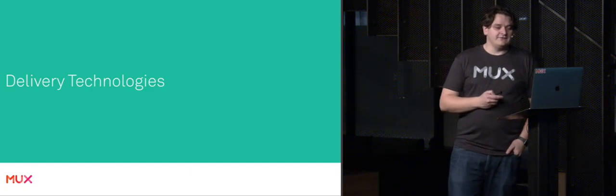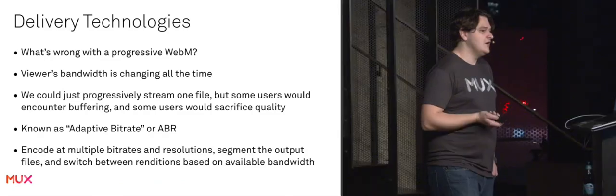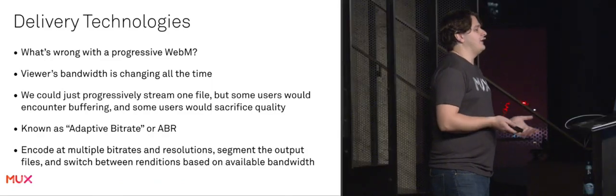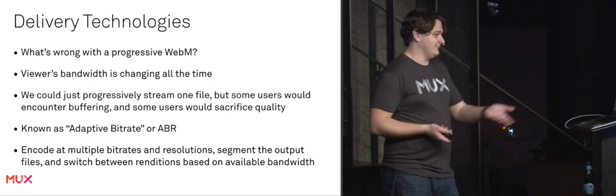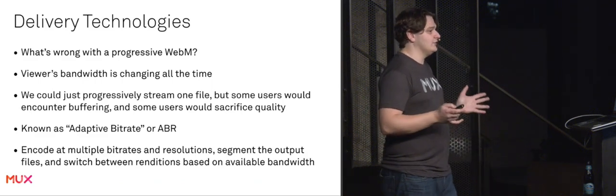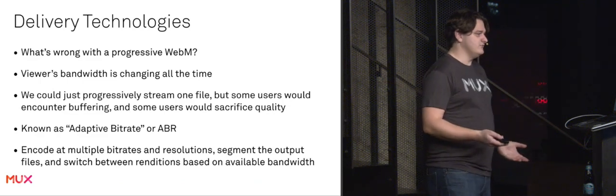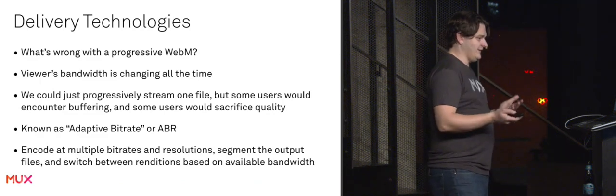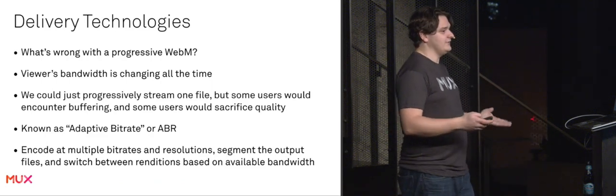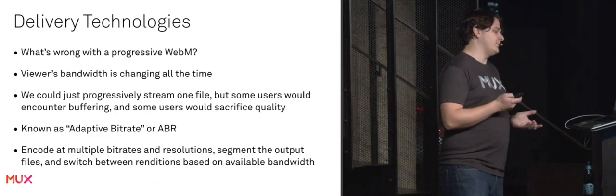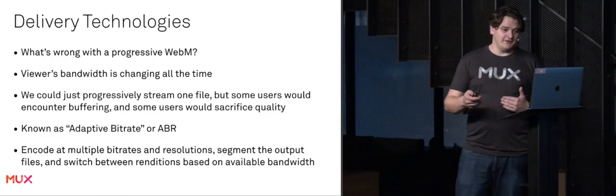Now, delivery technologies. Delivery technologies are really important. So I mean, what's wrong with just a progressive download WebM file? Viewers' bandwidth changes, right? Great example. Bandwidth's changing all the time. You could totally encode at 1 megabit and give it to everyone. Some users would get buffering, and other users are going to be sacrificed as well. We want to reach as many users with a great experience as possible. And in order to do that, we've got to encode multiple bit rates so we can adapt between them.